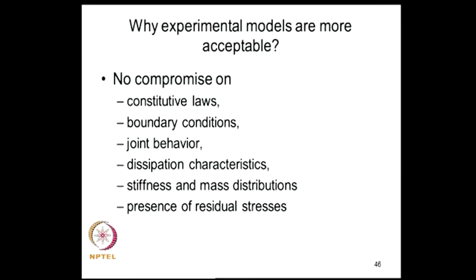Why are experimental models more acceptable? There are no compromises on constitutive laws, boundary conditions, joint behavior, damping characteristics, stiffness and mass distributions, and any presence of residual stresses. So, we do not make any assumptions; they are what they are in an experiment. Whereas in a mathematical model we need to make a model for each one of these. It can be as refined as you wish, but finally a choice still has to be made.